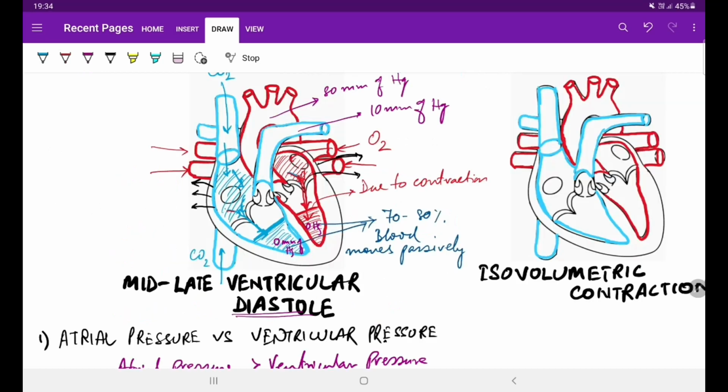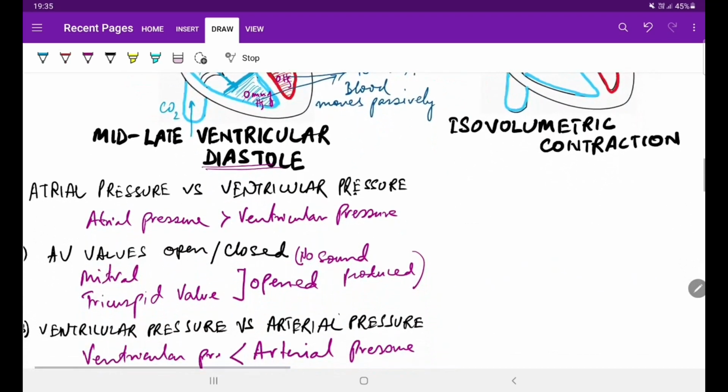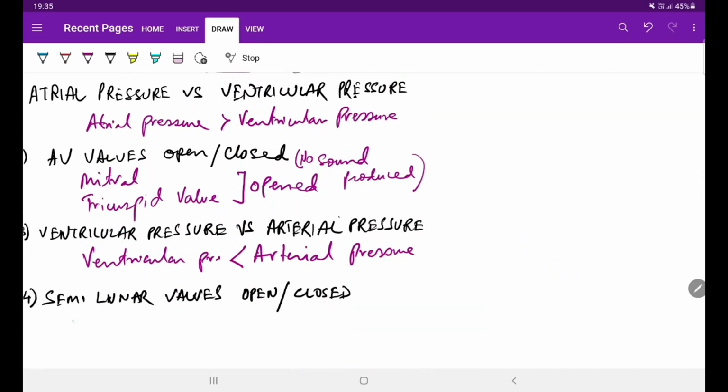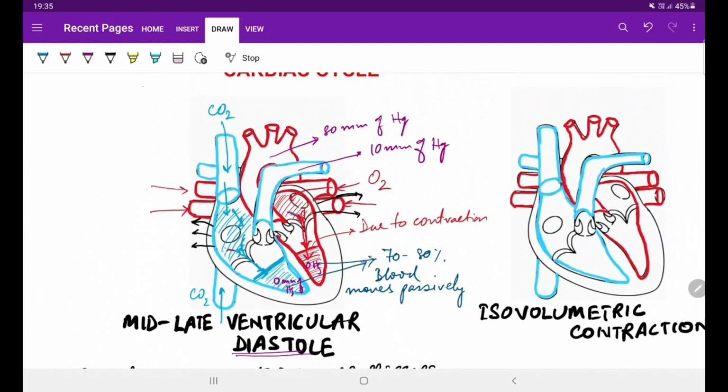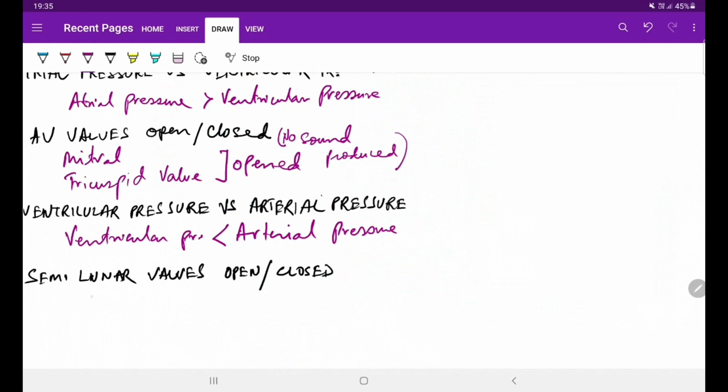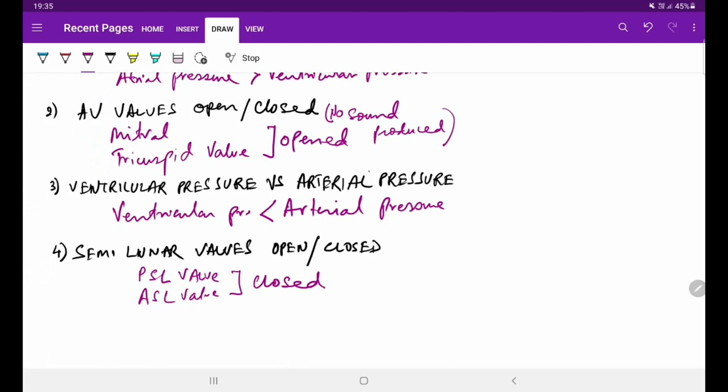Thus, under this pressure, can we say how these semilunar valves, which connect the ventricles to the arteries, will behave? So, let us come to the fourth point of discussion, that is semilunar valves, whether they are opened or closed. The semilunar valves, which are also called the pulmonic semilunar valve and the aortic semilunar valve, remain closed. As we know that the blood will always flow from higher pressure to lower pressure, so definitely the semilunar valves will not open at all.